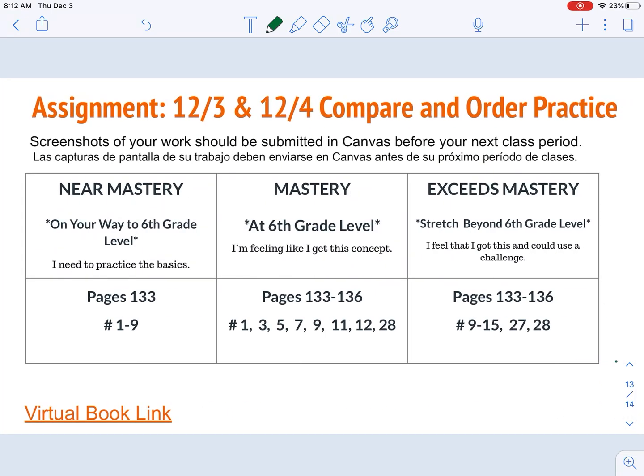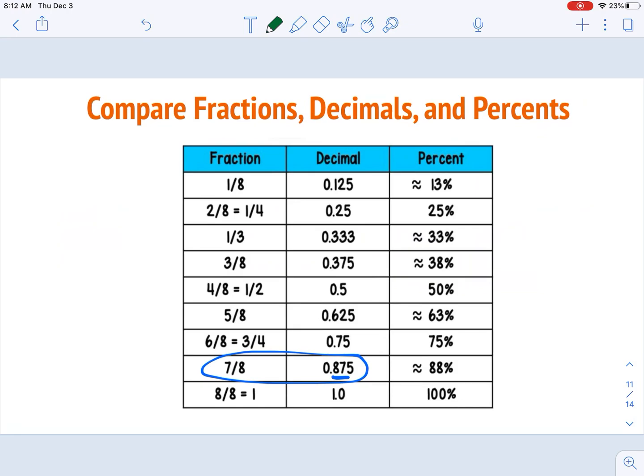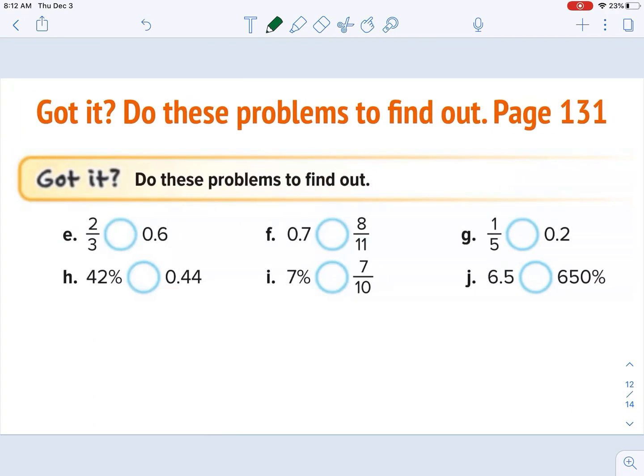We're going to skip ahead a little bit. Okay, so that is the strategy you want to use. You want to make them all the same. So you want to make them all decimals or all percents or all fractions so that you can compare them more easily. And I don't want to make this video too long, but you do have these got it problems on page 131 that you can try. Let's just look at maybe one or two.